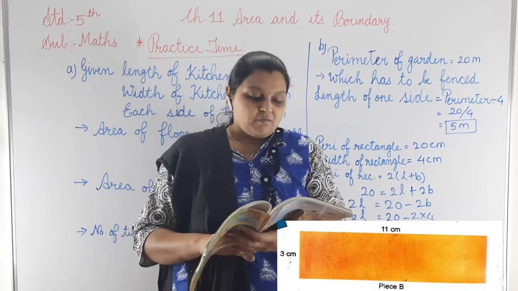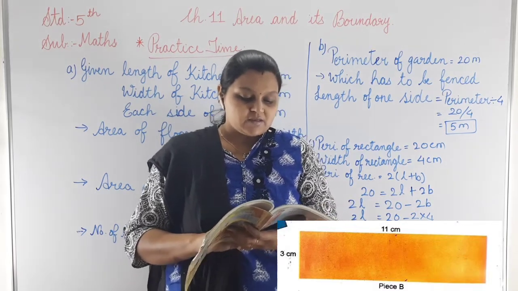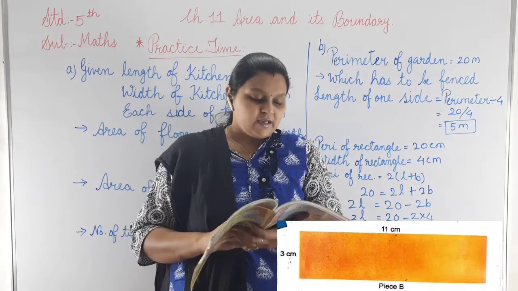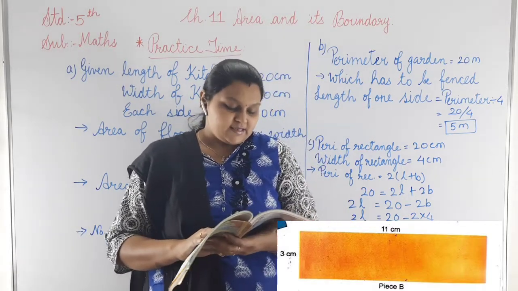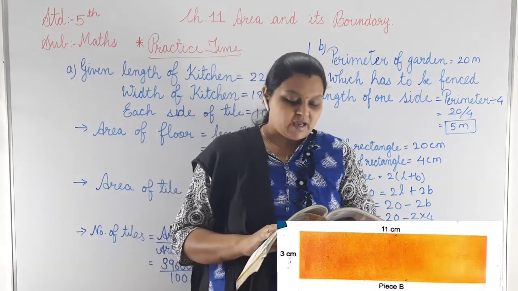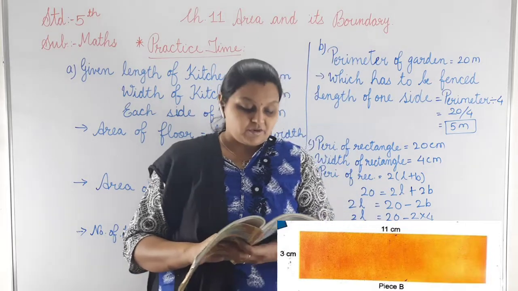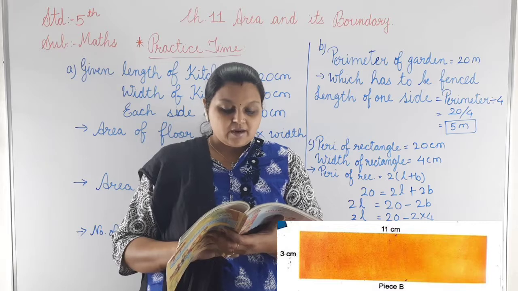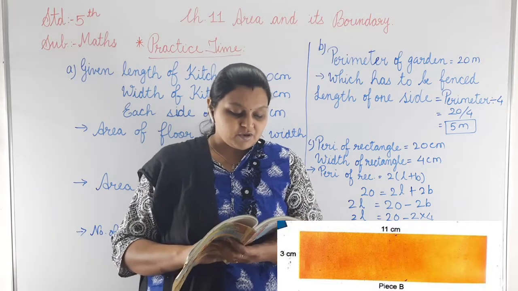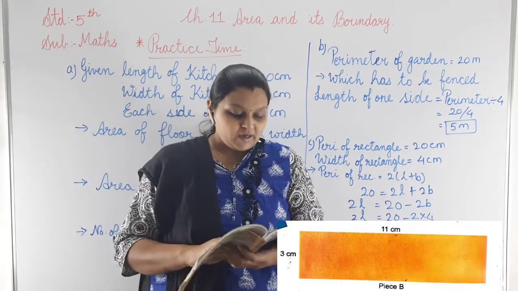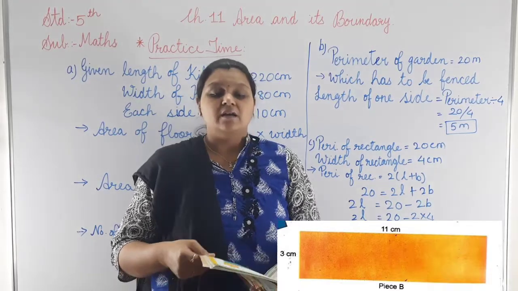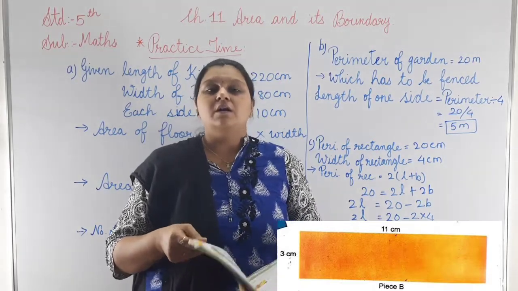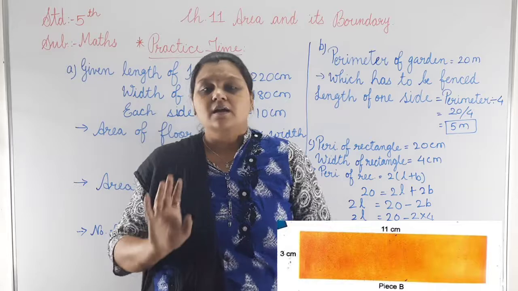Question A. Arbaz plans to tile his kitchen floor with green square tiles. Each side of the tile is 10 cm. His kitchen is 220 cm in length and 180 cm wide. How many tiles will he need? Here we have to find out the number of tiles he needs.